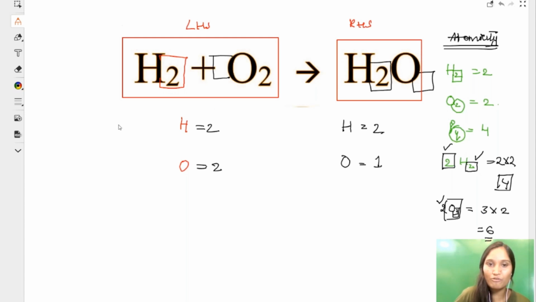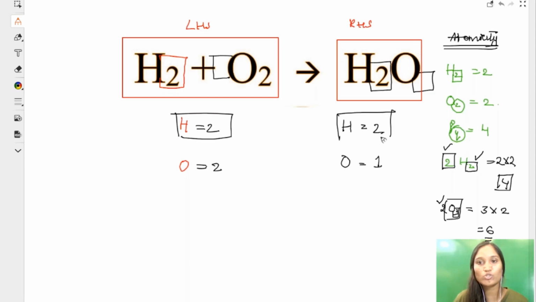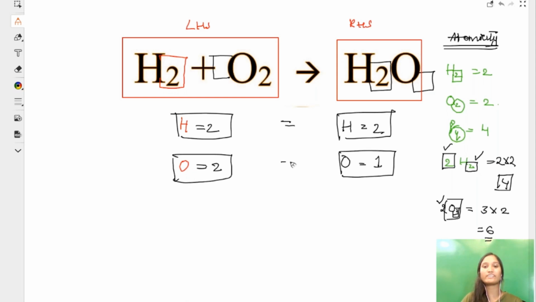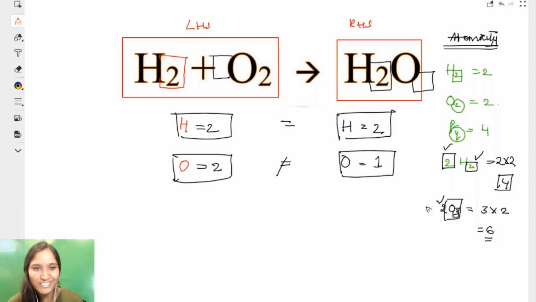So now check the number of atoms on both the sides. You have 2 hydrogens and 2 hydrogens on both the sides, equal. But look at oxygens, 2 oxygens and only 1 oxygen on the other side, which is not equal. Now see, there were 2 oxygens initially, but after some time, 1 oxygen disappeared. Is it following the law of conservation of mass? It is not. It is violating the law of conservation of mass, isn't it?